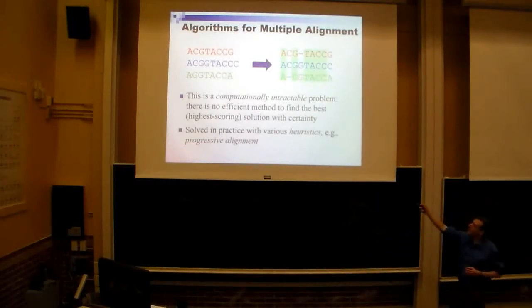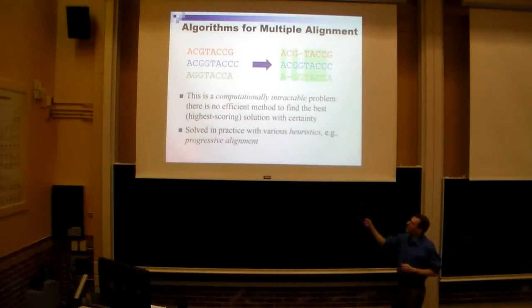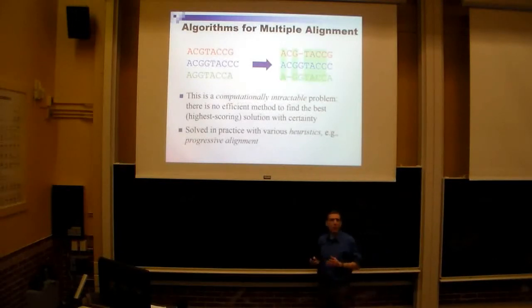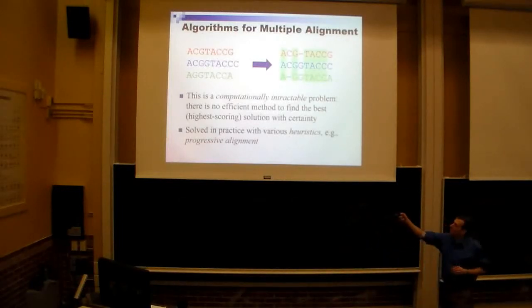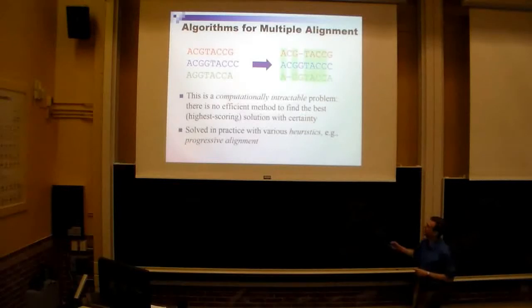Multiple alignment is what's called an intractable problem. And what this means is that if you have more than a few sequences, there is essentially no practical way of finding the best possible alignment. More formally, what it means is that you pretty much have to try every possible way of aligning things, or at least you have to try an exponentially large number of possible ways of aligning things.